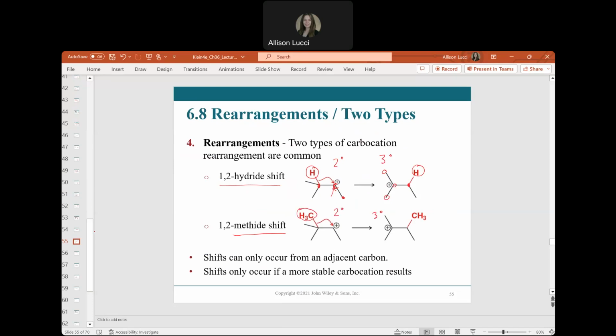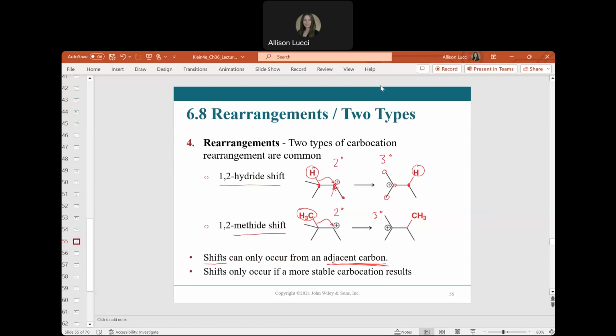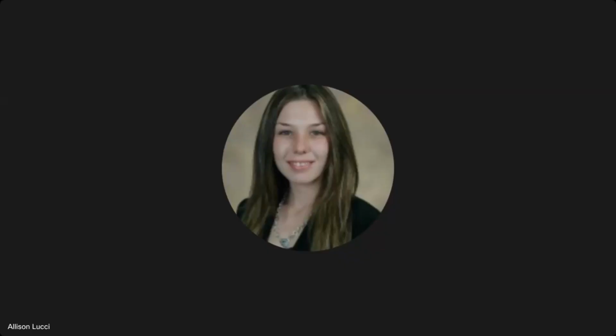Some things to note are that shifts can only occur from one carbon atom to another if it's adjacent. They can't move more than one carbon atom away. So that's where we'll end today with the four different arrow pushing patterns that we may see, and we'll continue next time with the next section.